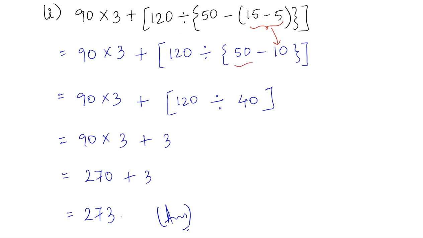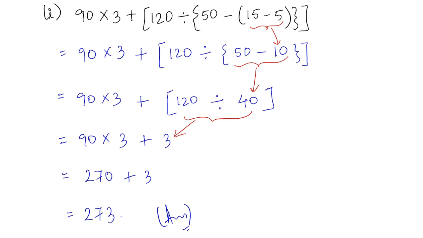Next we are going to solve the curly brackets. 50 minus 10 is 40. So we have 90 into 3 plus inside square bracket 120 divided by 40. 120 divided by 40 is 3. So we are going to solve this first. We will write 3 here. So we have 90 into 3 plus 3.